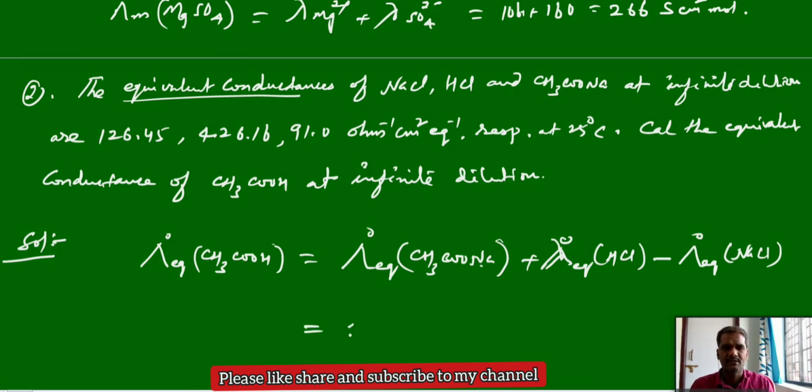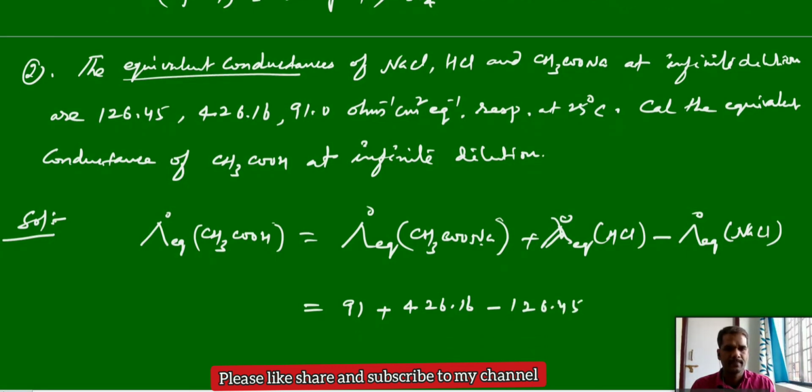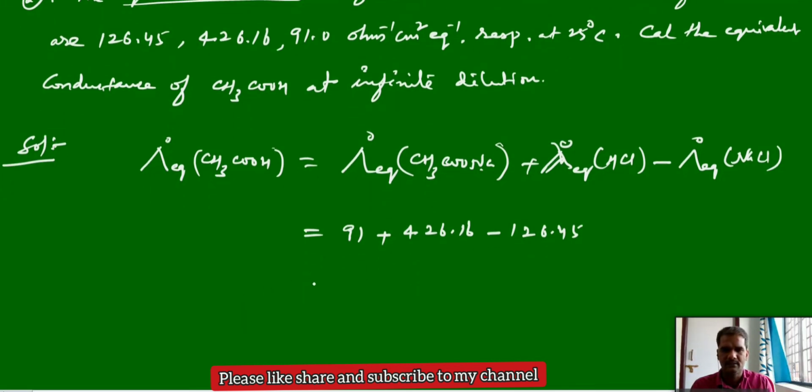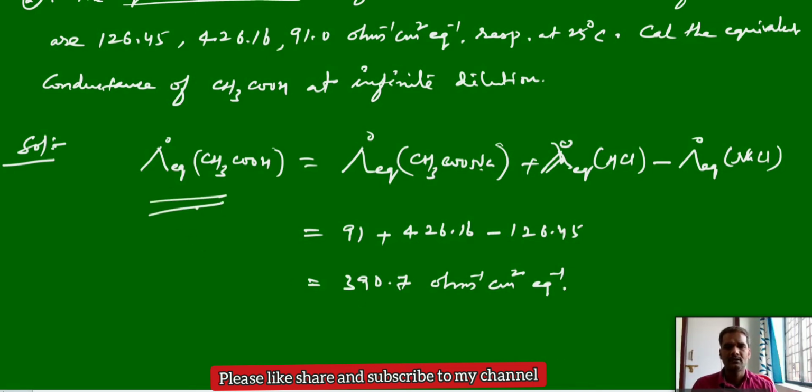Then sodium acetate it is 91 and for HCl it is 426.16, minus NaCl, this is 126.45, and if you simplify you will get 390.7 ohm inverse centimeter square equivalent inverse, and this is the value for acetic acid at equivalent infinite dilution.